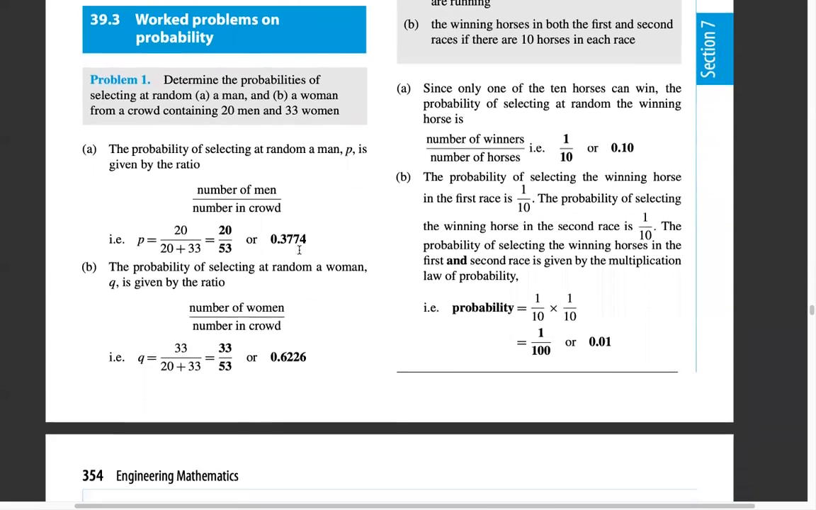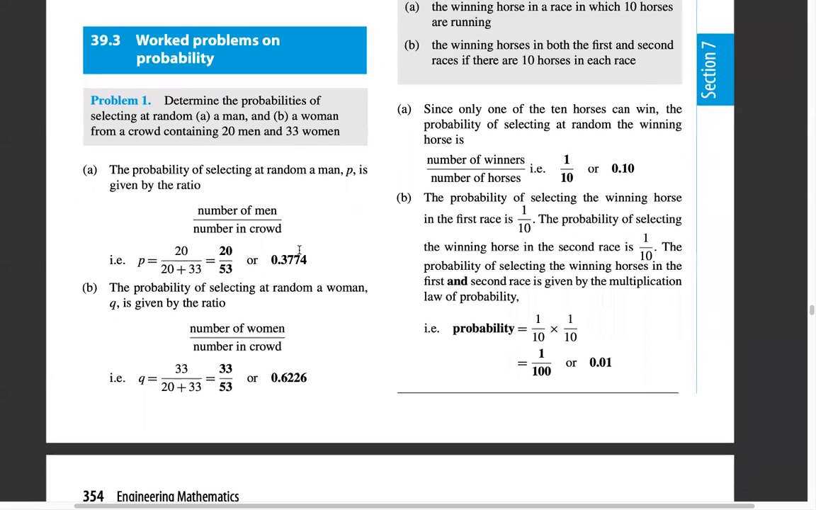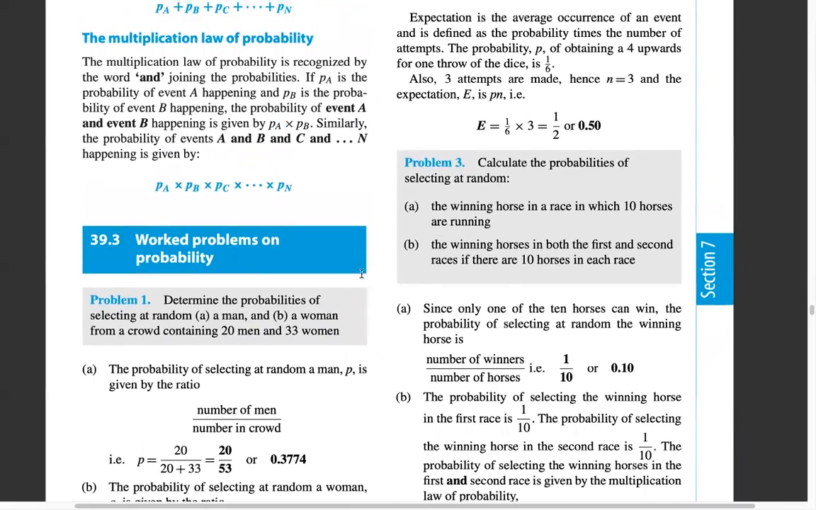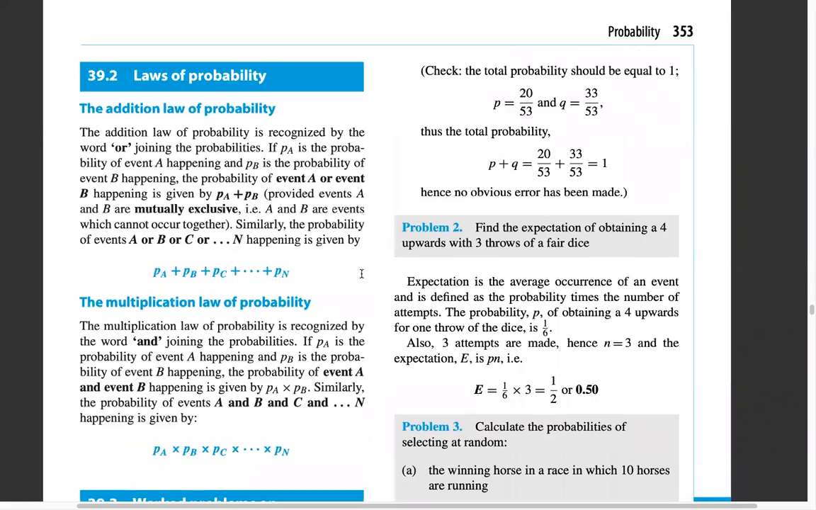So look at some worked examples here. We went through this here. We had 20 men and 33 women. What's the chance of getting a man? What's the chance of getting a woman? A simple division for these here, right?